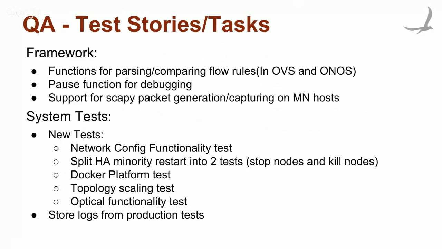There are a couple of enhancements we made to our ONOS test framework to help new people come and write tests. We wrote some functions for parsing and comparing flow rules, both from the OVS switches and ONOS. And there's a pause function for debugging, so you can stop a test and look at things. We also added support for Scapy packet generation and capturing from the hosts within the test. Some of the new tests that we have include a network config functionality test. We also split one of the HA restart tests into a stop and a kill, so those are two different behaviors.